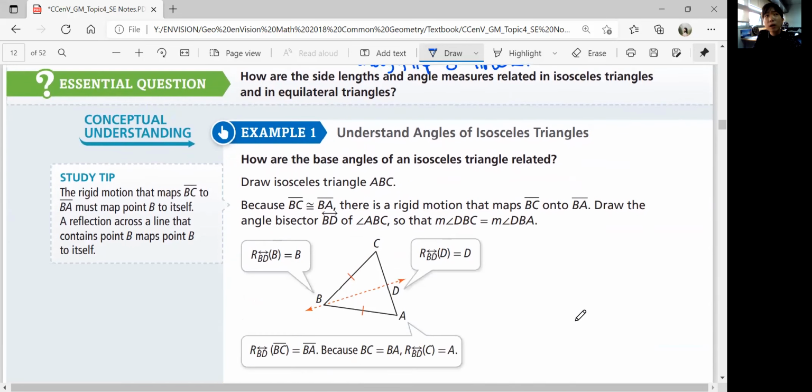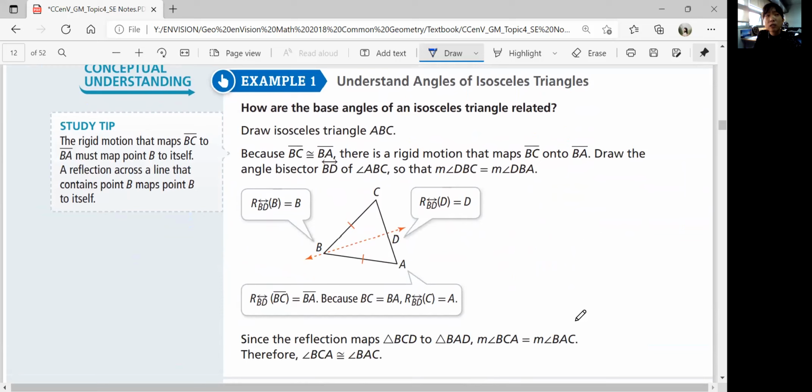Let's look at example 1. Understand angles of isosceles triangles. How are the base angles of an isosceles triangle related? Okay, so if you look at isosceles triangle ABC, we know that 2 sides are equal. Because the sides are equal, there's going to be a reflection. There's going to be a rigid motion that maps BC to BA because they're congruent, right?